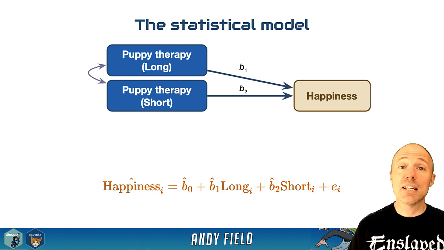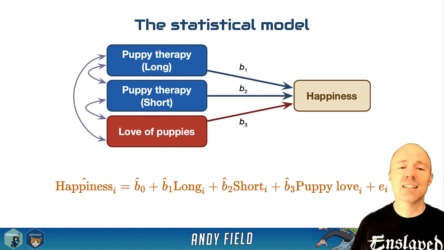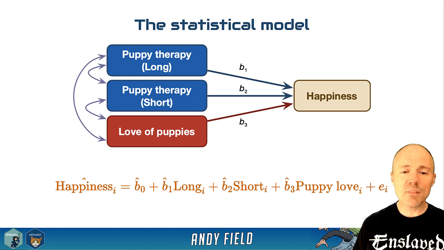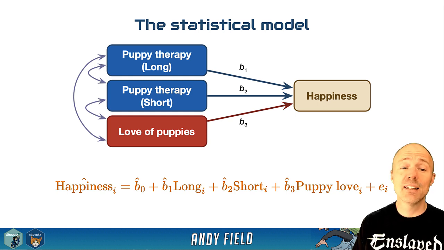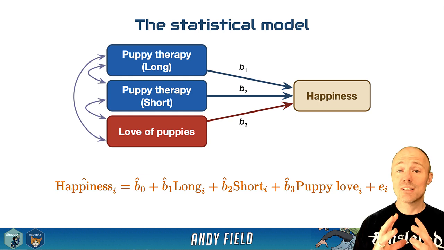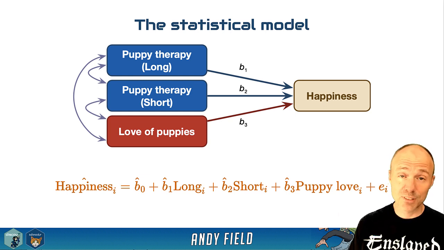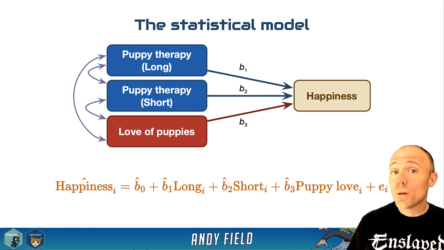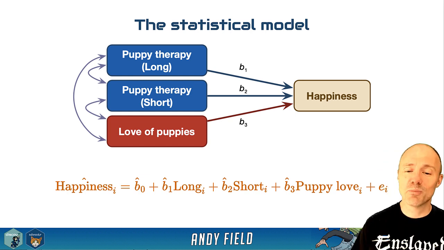Now, when we factor in some other variable, all we're doing is adding another predictor. So in this case, we're adding love of puppies as a covariate or a continuous predictor. And we're predicting happiness from that as well as group membership. But basically, we just sling it in the model, we attach a parameter to it that we want to estimate, the beta 3, and that's it. So our model just expands to accommodate this extra predictor. So conceptually, it's pretty straightforward. You take the model that you had before and it just expands to incorporate this new predictor.